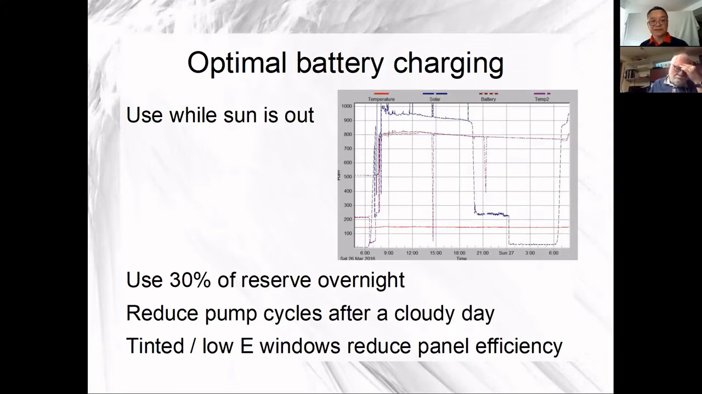I found really with this, I could run the system on battery for about 3 days, with cloudy days in between. And really, if batteries start to get low, it would actually go into a low power mode. So then it would start to increase the duration between pumps, and that would conserve the battery even more. I found with tinted or low E windows, it really reduces your solar panel efficiency. So you'd need to have multiple solar panels to effectively charge.